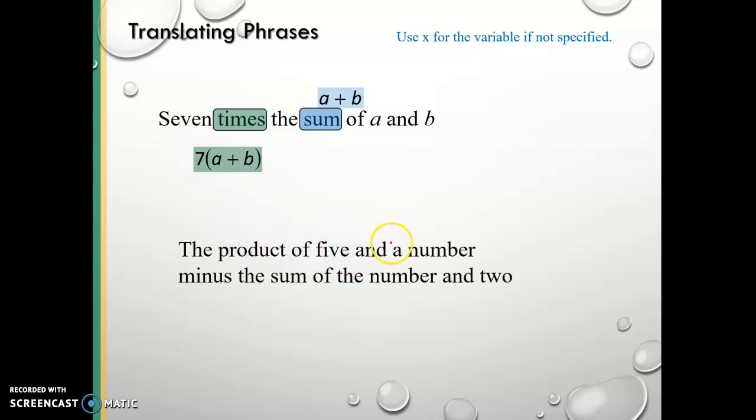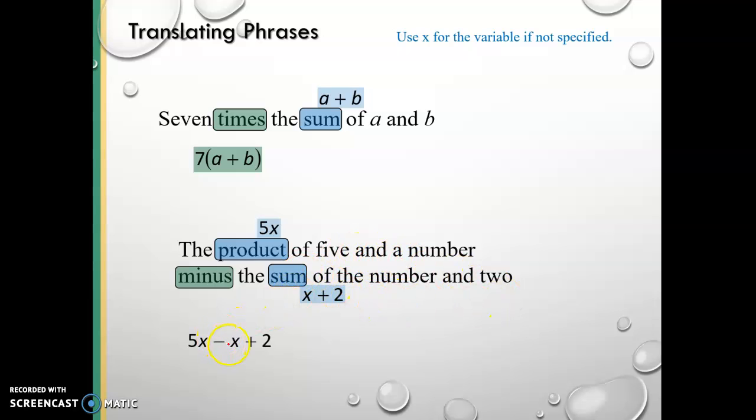Then the product of 5 and a number minus the sum of the number and 2. So the product, minus, sum. So we are using 3 operations here. So the product of 5 and a number, so 5x, minus, you notice, minus the sum of the number, same number here, and 2.